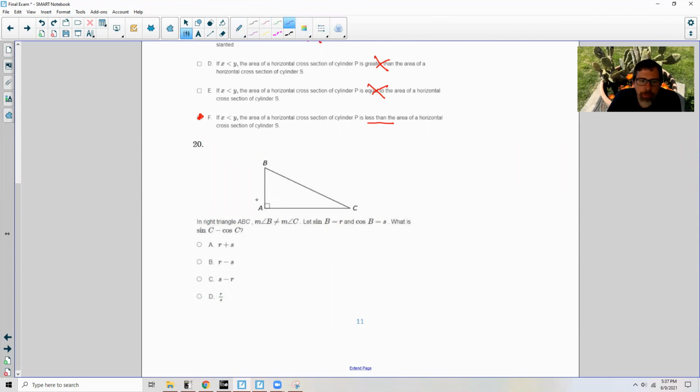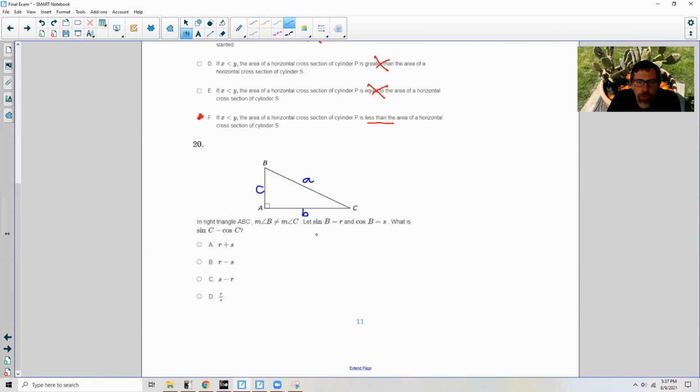We have a triangle. The measure of angle B does not equal C. This is not an isosceles right triangle. Sine of B equals R. Well, the first thing we're going to do is let the opposite side of angle B be side B, the opposite side of angle A be side A, and the opposite side of angle C be side C.